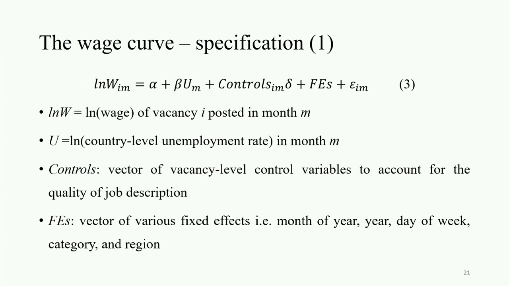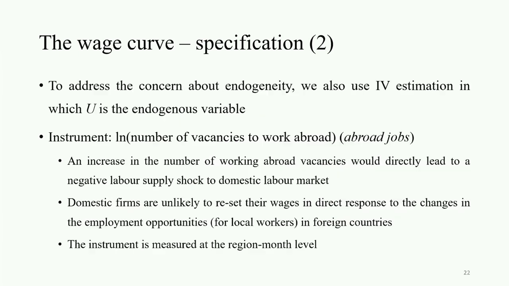And then we move on to the final part of our analysis where we focus on the wage curve. Again, the model is very simple. We regress the log of posted wage for each vacancy on the log of the unemployment rate, controlling for the quality of job description and the various fixed effects like month of year, year, day of week, category, and region fixed effect. But remember at the beginning, what I said was that there was a lot of empirical evidence supporting the wage curve model, but there were also a lot of criticisms as well. And one of the most common and important criticisms of the wage curve is about endogeneity.